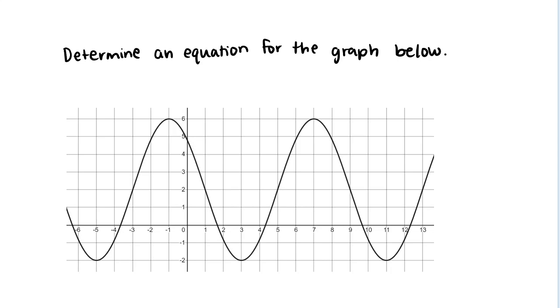So it looks like the midline, this horizontal line that's right in between the peaks and the valleys of this function, is the horizontal line y is equal to 2. We also see that the amplitude, that's this distance here, well, that's an amplitude of 4, right? So this is our amplitude.